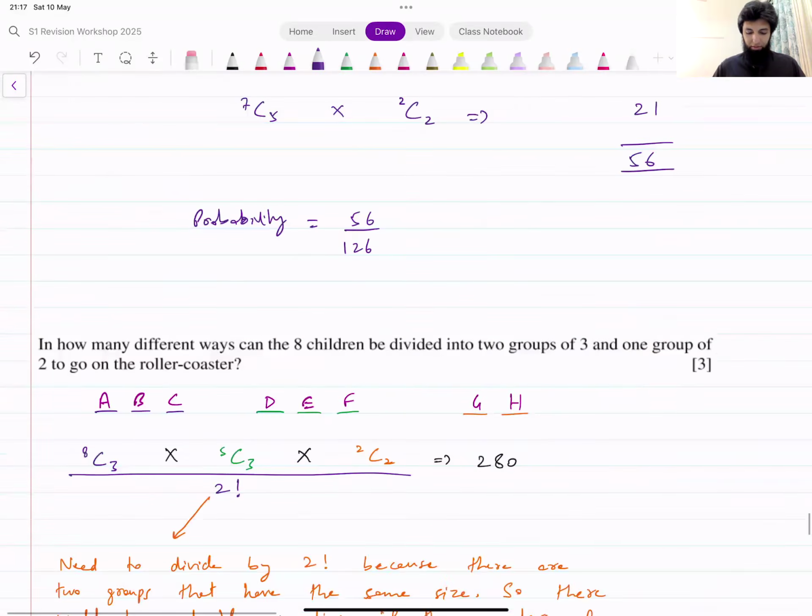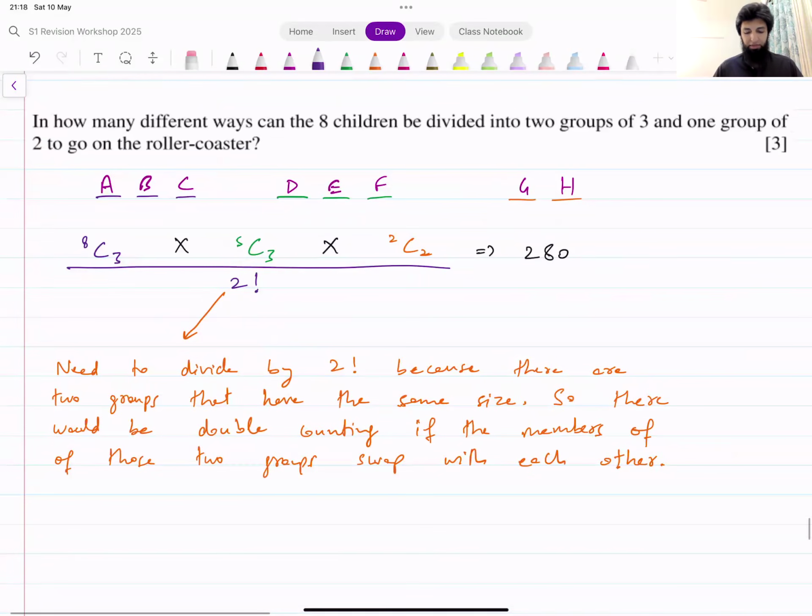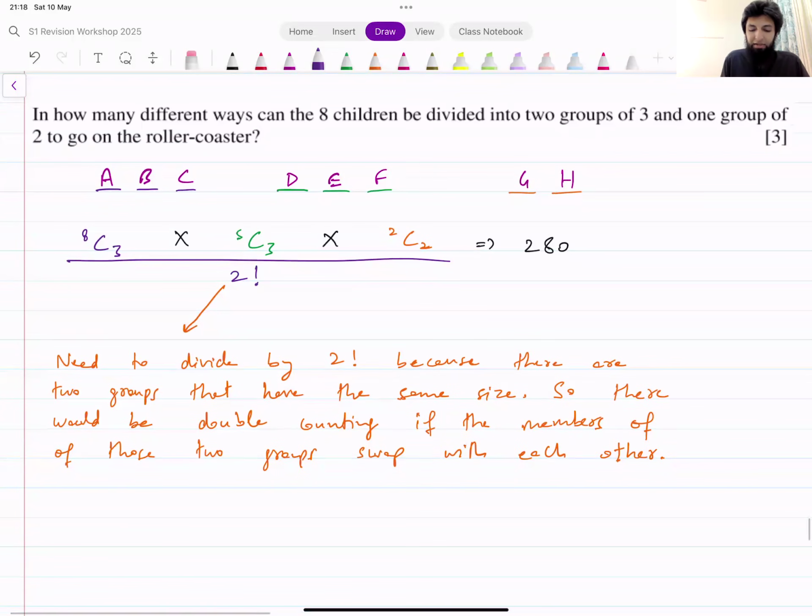Okay. But now let's look at this. In how many different ways can the 8 children be divided? So it's some other different question. In how many different ways can 8 children be divided into 2 groups of 3 and 1 group of 2 to go on the roller coaster? Okay, so how do we think about this now?